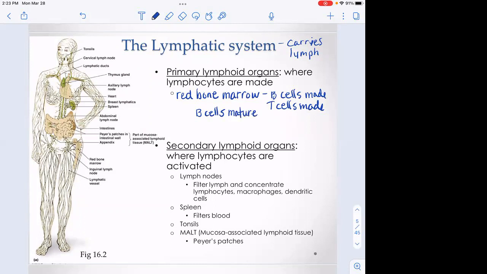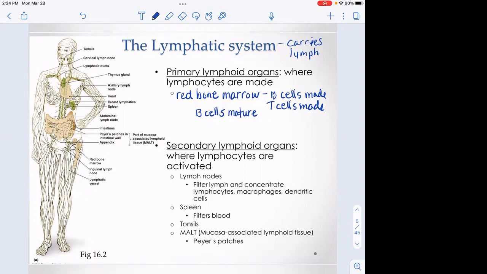So what do I mean by mature? It's a process of B cells learning what kind of cells that they need to recognize. That's part of what we're not going to really go into too much more detail. But we want to make sure that we don't have B cells that recognize our own tissues that are normally there. So we want to get rid of all those B cells that have a B cell receptor that would recognize self.